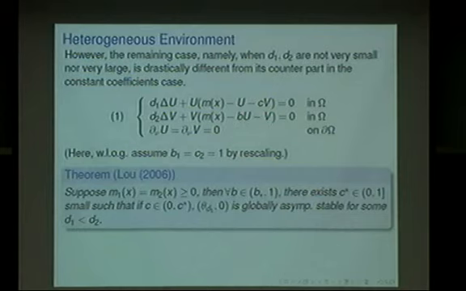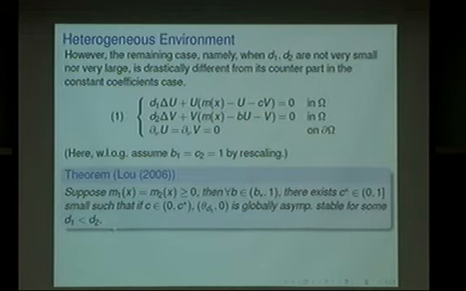All right, so here's the theorem proved by Yuan Lou in 2006. He showed that if M1 equals M2, then there is a B star, which is smaller than 1. For any B between B star and 1, there is a C star, a small positive number. That is, for any C smaller than C star, theta D1, 0 is globally asymptotically stable for some D1, D2.